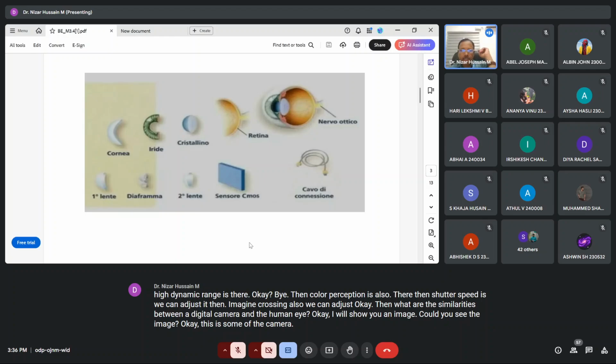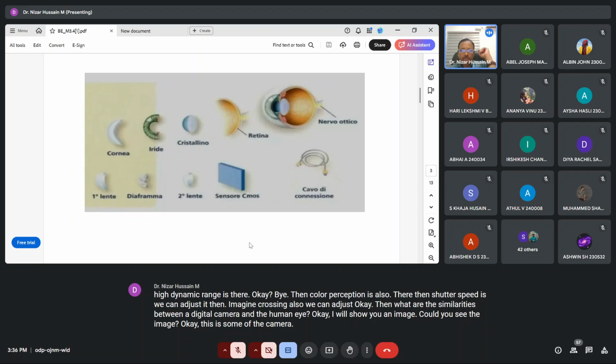What are the similarities between a digital camera and the human eye? Focusing the image. Okay, focusing, that is one thing. Both have a lens system for focusing the light. Then what is the main function? Capture an image. Yes, capture and process the image. Both devices are capturing the image and processing the image.